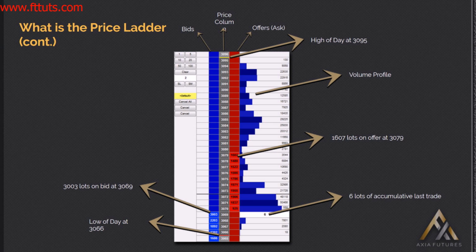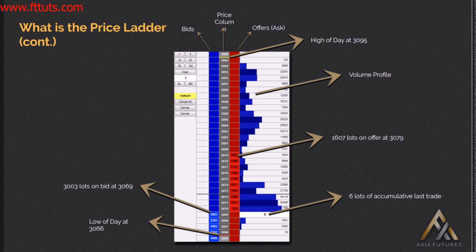Next we have at 3069, 3,003 lots on the bid, and that's the current bid. If you wanted to sell the market, if you wanted to hit the bid, you could sell up to the amount of 3,003 lots at that specific point in time, at 3069.